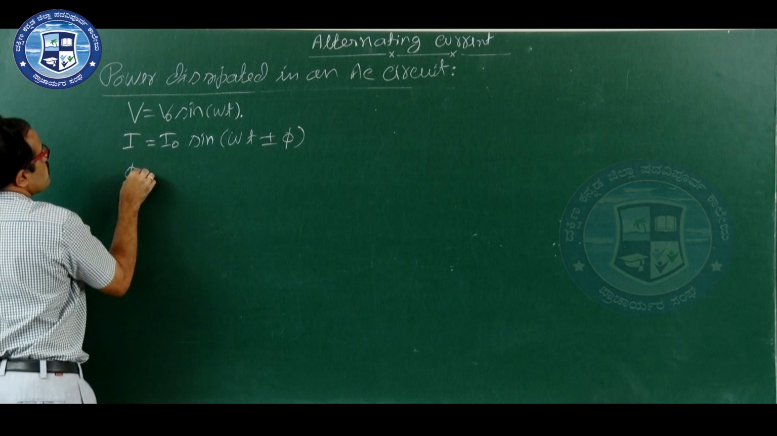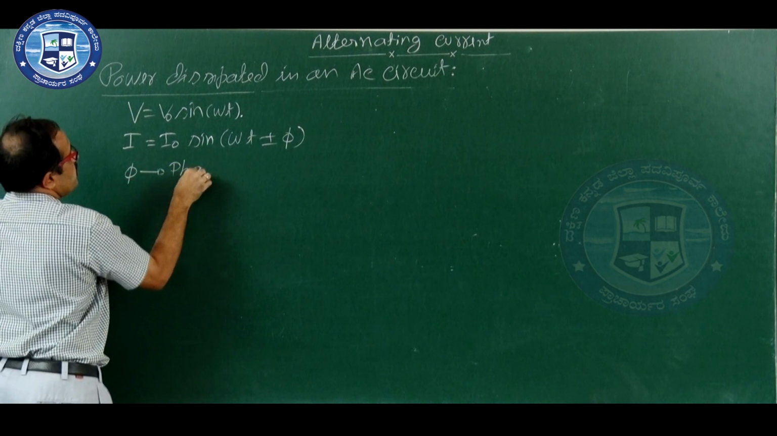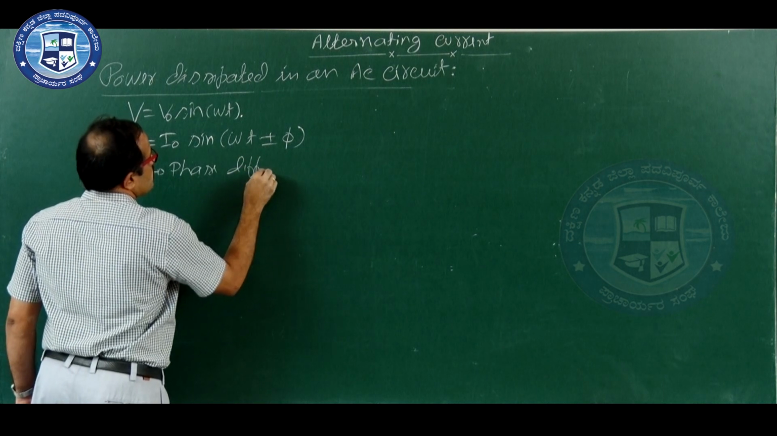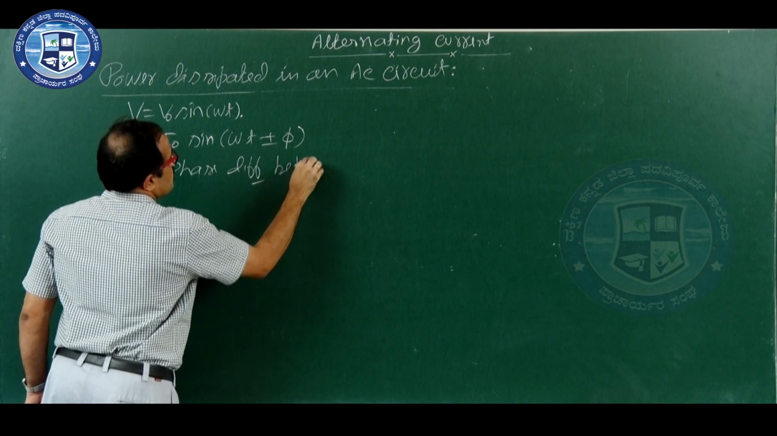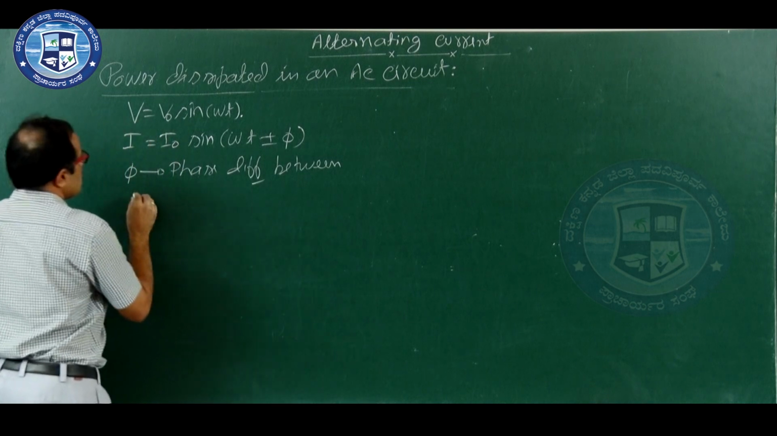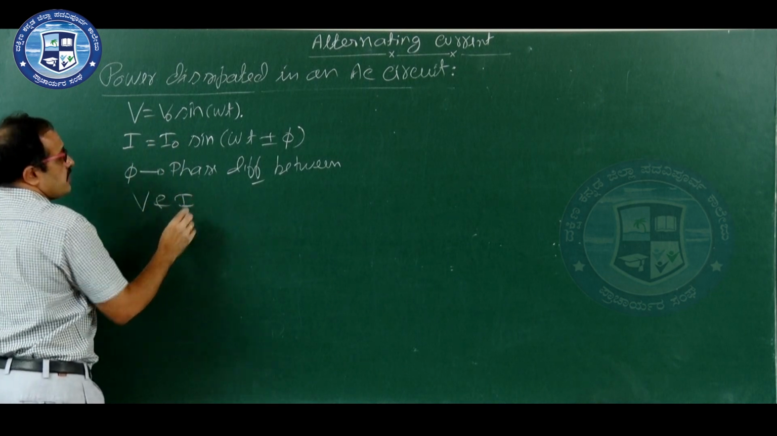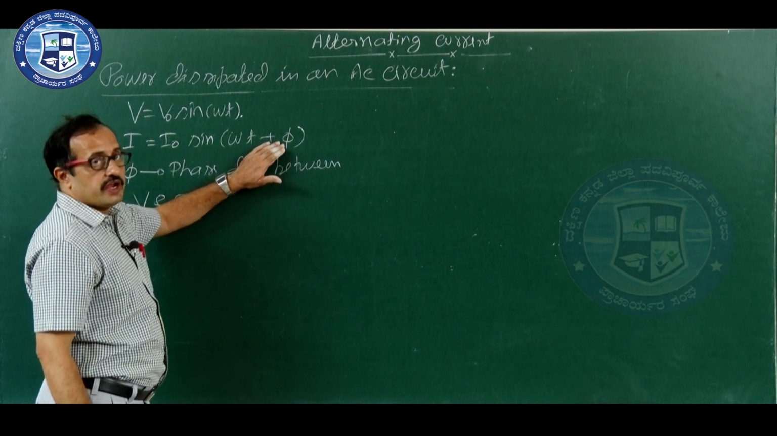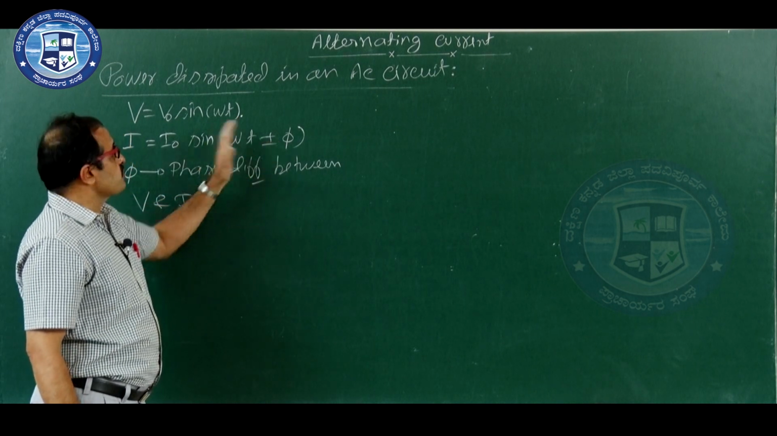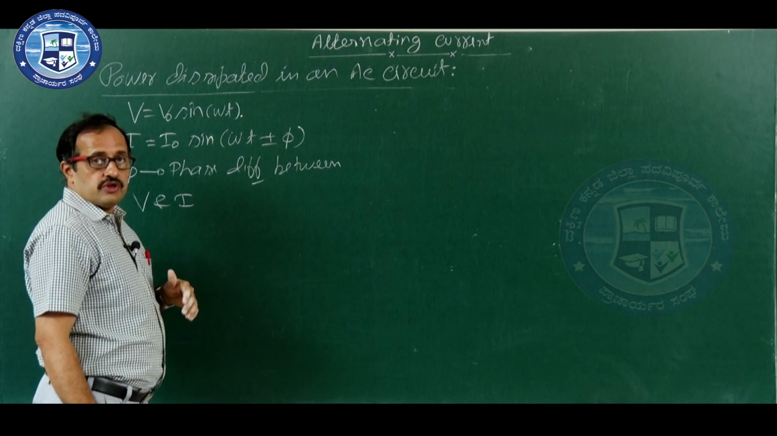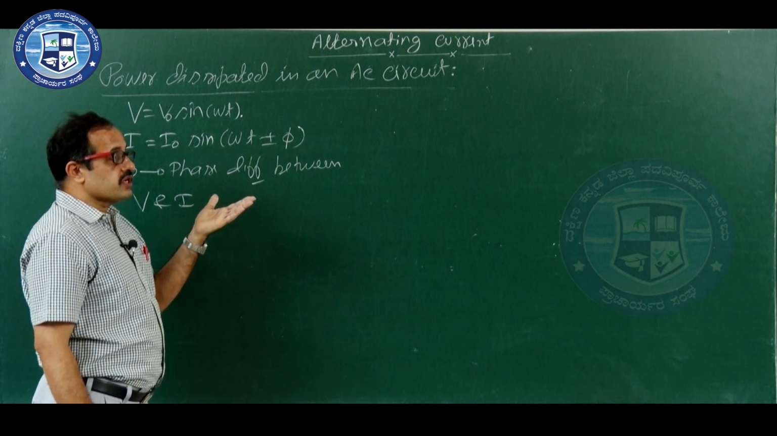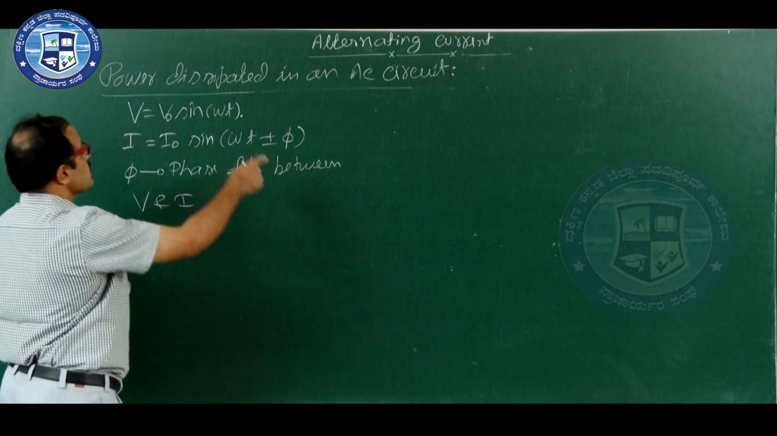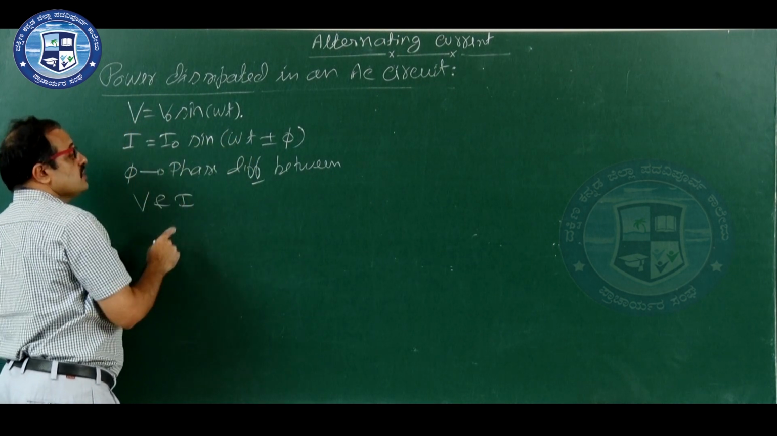What is phi? Phase difference between V and I. For example, in the case of resistor, what is the value of phi? Phi is 0 degree because current and voltage are in phase. But in the case of inductor or capacitor, it is 90 degree. So, it is the general formula for voltage and current.